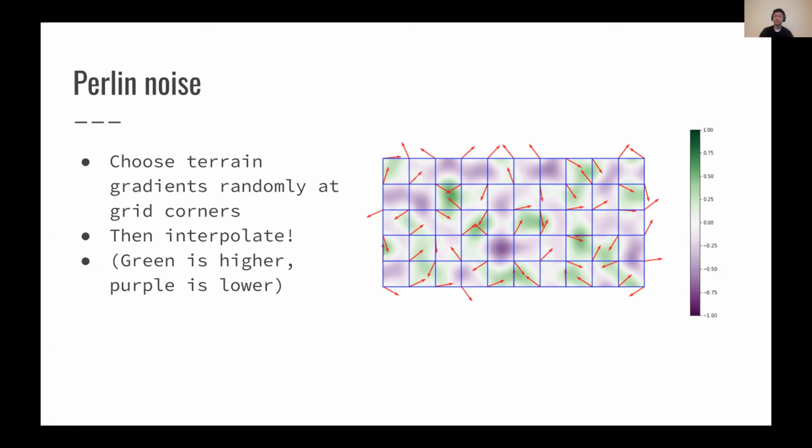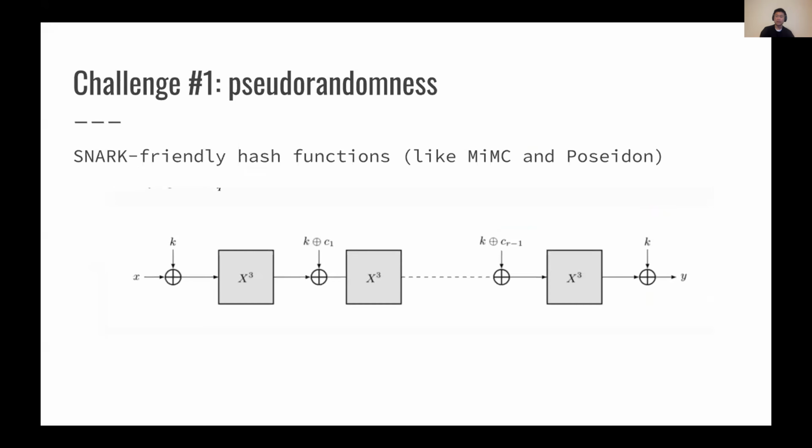So I need something that's essentially going to say that for every pair of grid corners, regardless of whether they're close to each other or far away from each other, the vectors associated with these grid corners are essentially going to be uncorrelated. So how am I going to do that?